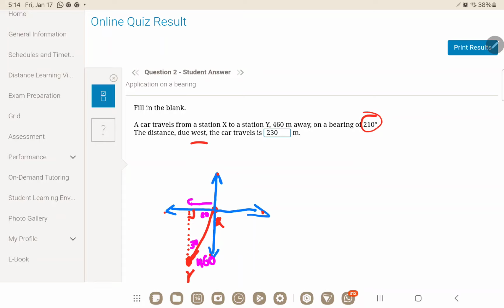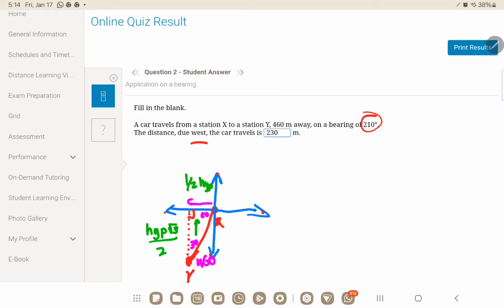We know that the side opposite to 30 is half the hypotenuse, and the side opposite to 60 is hypotenuse radical 3 over 2.